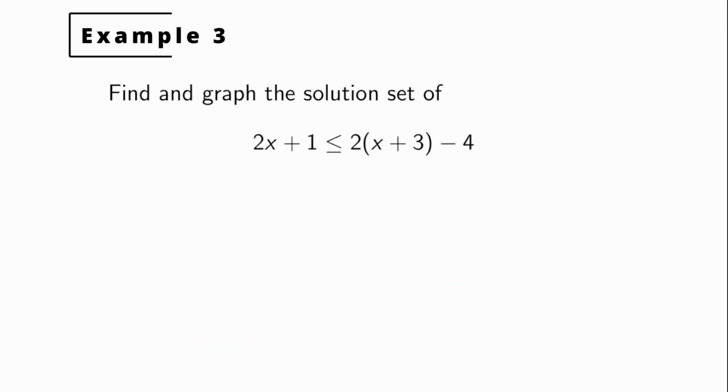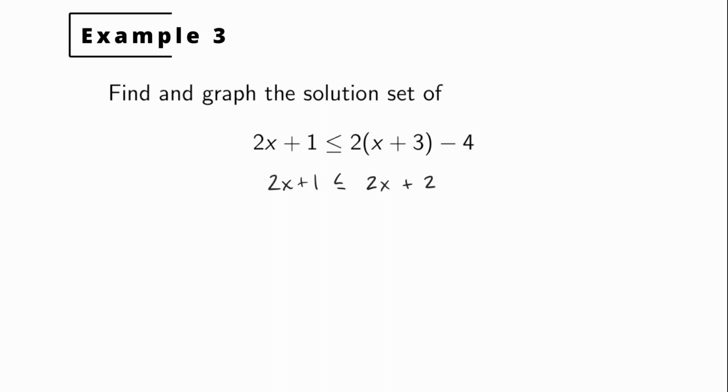Another small difference between linear inequalities is that you can run into interesting situations that don't occur with linear equations. This example will show you what I mean. So we start by simplifying both sides. We have 2x plus 1 on the left-hand side. On the right-hand side, we distribute that 2. We get 2x plus 6, minus 4 would be positive 2.